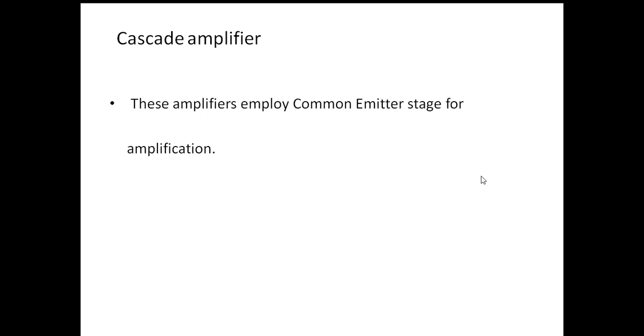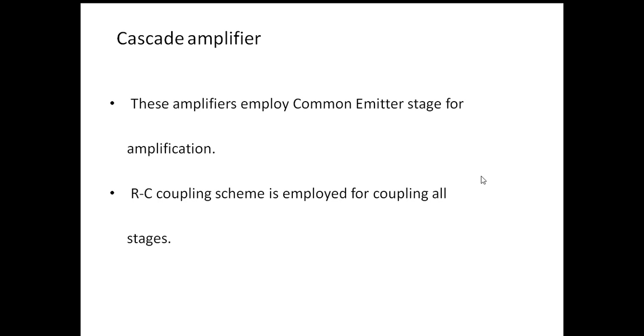These amplifiers employ common emitter stages for amplification. Generally, the common emitter stages are used for the cascading purpose. The RC coupling scheme, meaning resistor and capacitor coupling, is generally employed for coupling all stages. The CE stages must be connected with RC coupling. The output is usually a common collector stage.